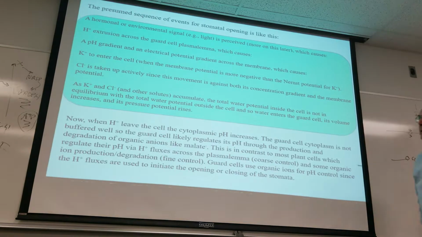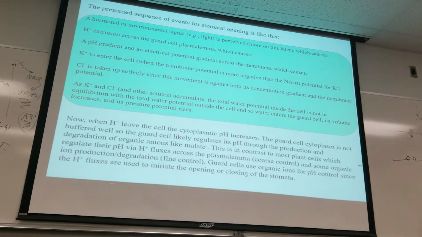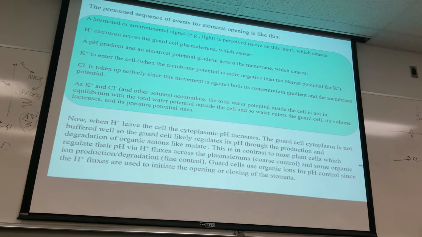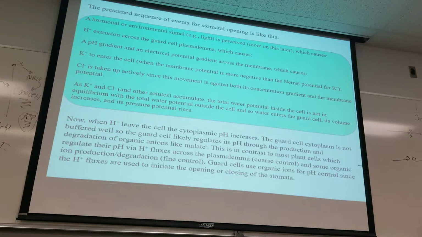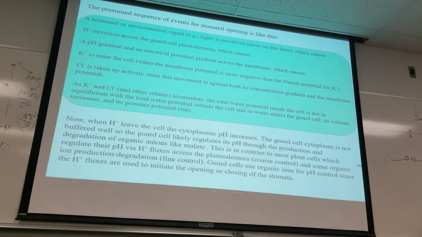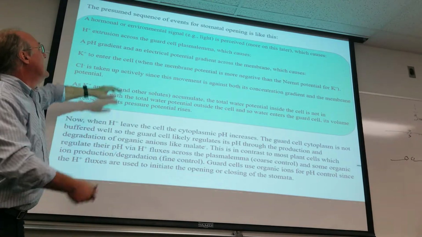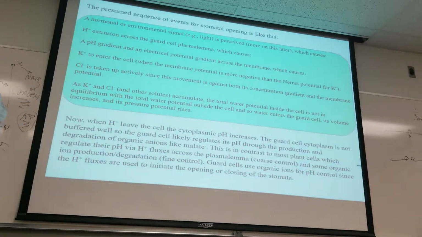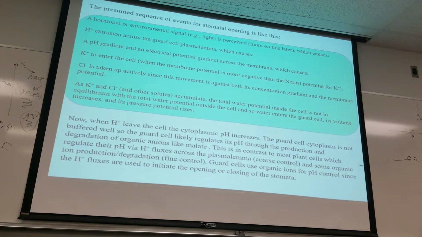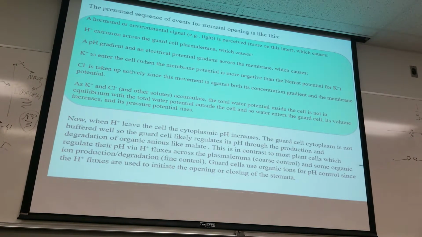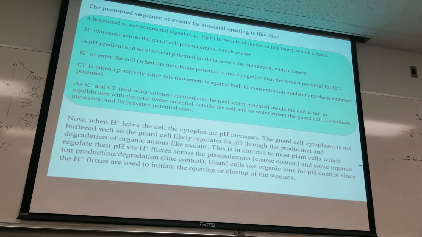Here's the sequence of events. Somehow a signal comes in, like the lights turn on. Somehow the guard senses it, and I'll get into that sensing mechanism later. But first you have an environmental signal that's perceived. The first thing that happens is the guard cells pump protons out of the guard cell into the apoplast, across the plasma membrane. So protons come from inside the cell into the apoplast.